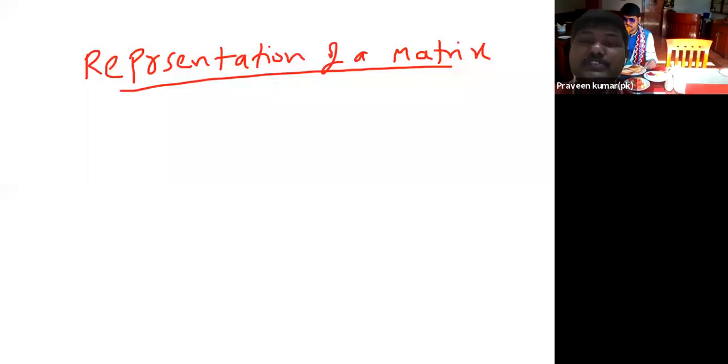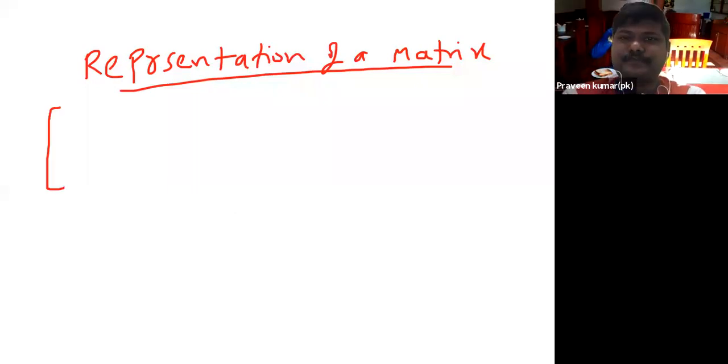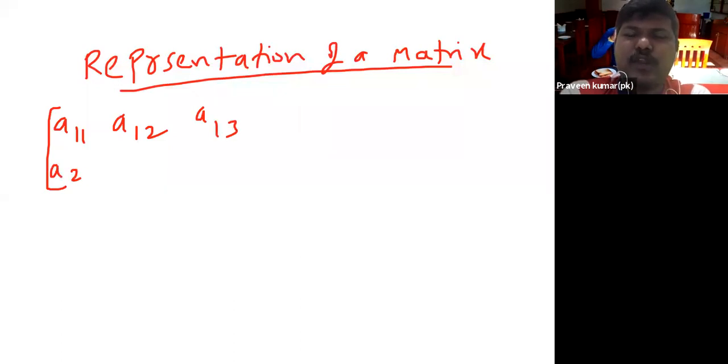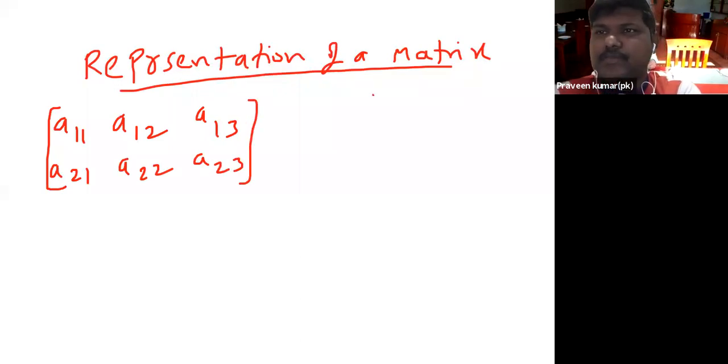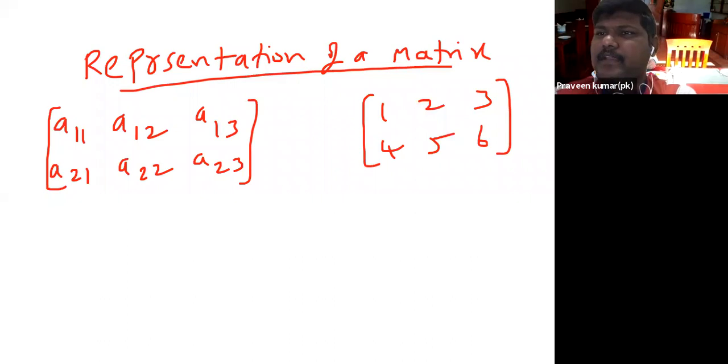Until now we discussed only 2 things. One is the definition of a matrix. Second is the order of a matrix. Okay. Now, representation of a matrix, my dear students. A11, A12, A13, A21, A22, A23. Suppose the example is like this: 1, 2, 3, 4, 5, 6. Example we already taken, correct? What is the order of this particular matrix? 2 rows, 3 columns, correct?